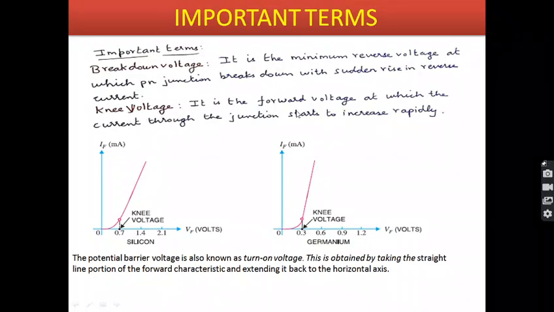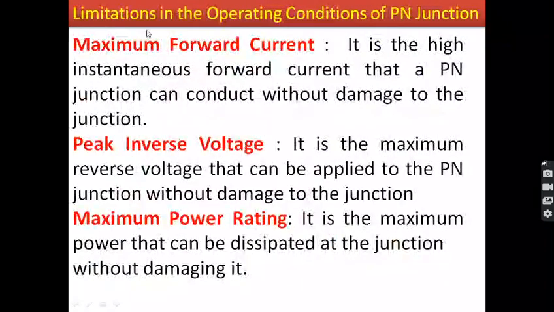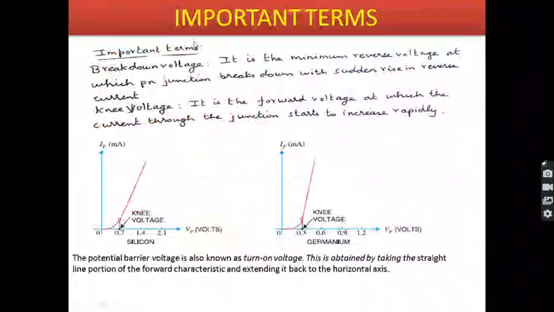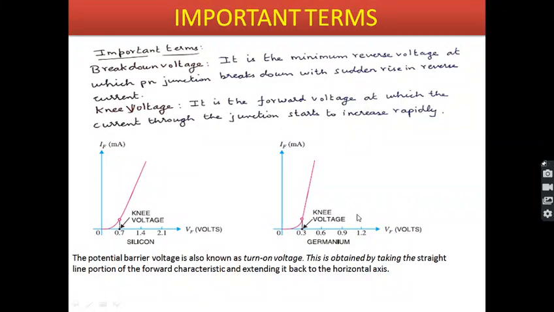Then knee voltage. It is the minimum forward voltage at which the current through the junction starts to increase rapidly. That is the voltage at which the diode just begins to conduct. It is otherwise known as the turn on voltage of the diode, and it will be 0.7 in case of silicon, and it will be 0.3 in case of germanium. Also, you could see when the diode conducts, the voltage drop across the diode will be maintained as 0.7 in case of silicon, and it will be close to 0.3 in case of germanium diode.